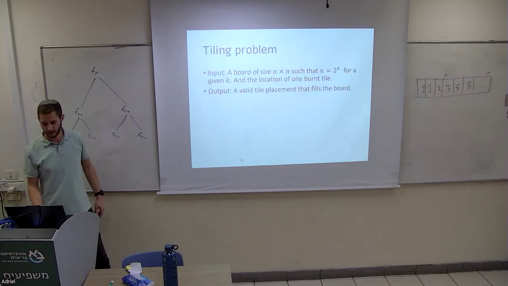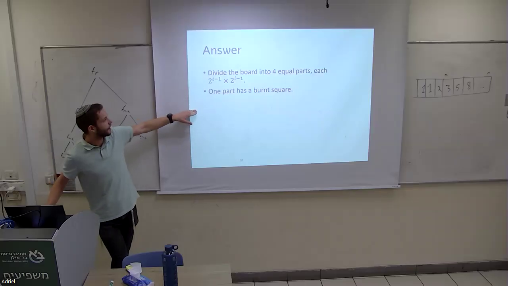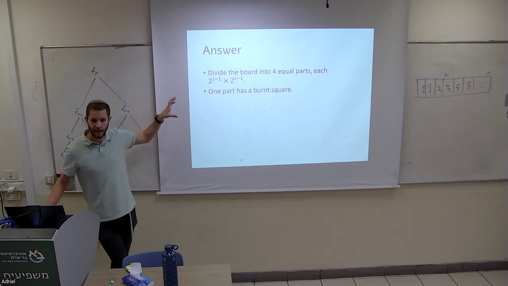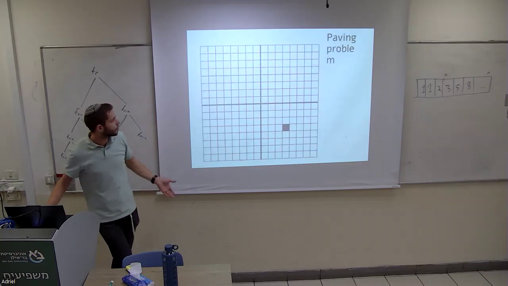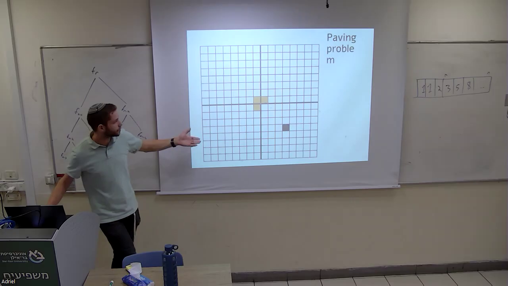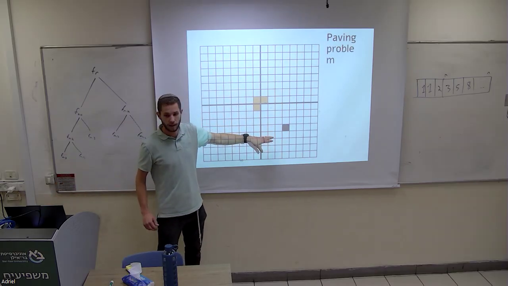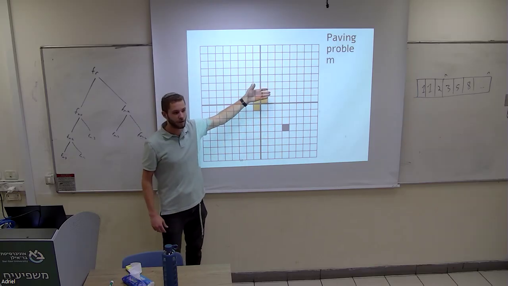So, like you said, we're going to divide into 4 parts, and we're going to put the R-shaped thing on the 3 quarters that don't have the burnt spot. So now everyone has one burnt spot. Each one of them has one burnt spot, so we can solve it recursively.